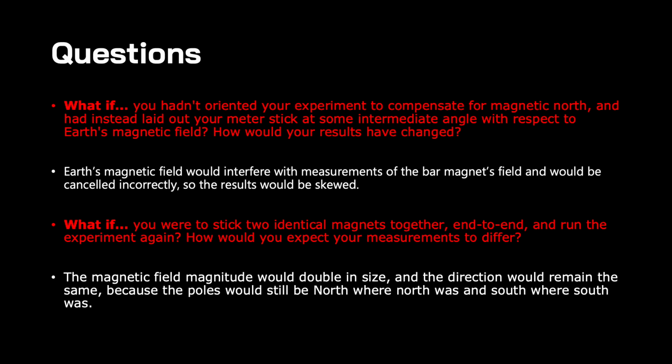And then what if you were to stick two identical magnets together end to end and run the experiment again? How would you expect your measurements to differ? Well, the magnetic field magnitude would double in size, and the direction would remain the same because the poles would still be north where north was and south where south was. And the magnetic moment would be doubled because you have two magnetic moments added together. And so it would have the same direction, but they would double in size. And that is it.